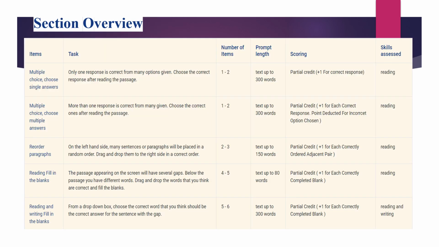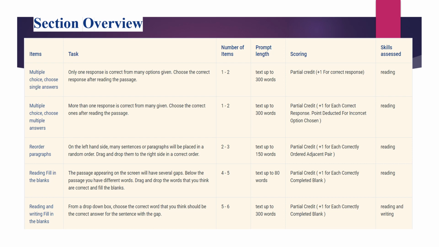For this section, you can have an overview of the items. In the first, you will get a question related to multiple choice, choose single answer. For this task, only one response is correct from the many options given. Choose the correct response after reading the passage. You will have 1 to 2 items, and the text length can be up to 300 words. For scoring, +1 for a correct response will be given, and reading skills will be assessed in this section.